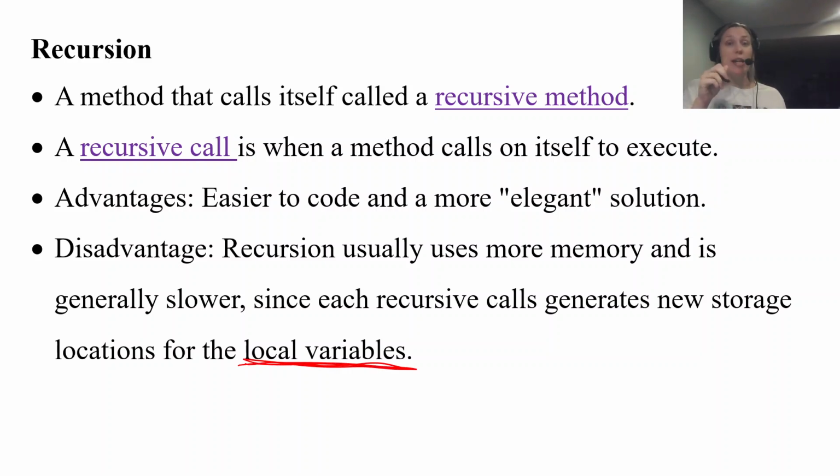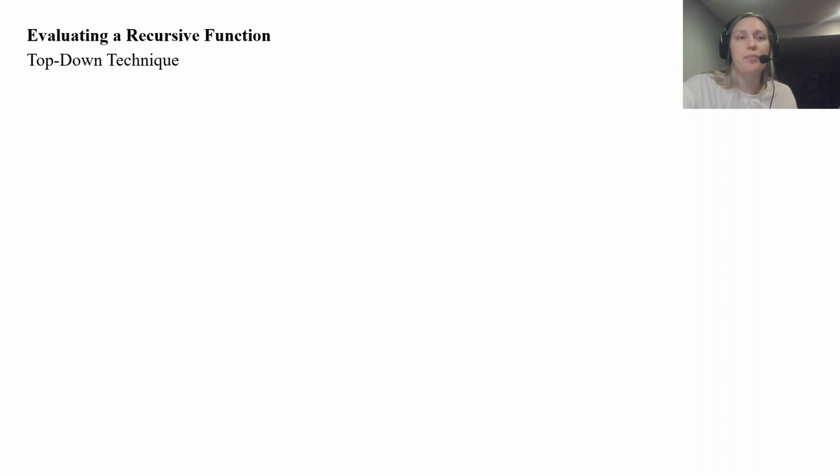And we'll get into talking about what that means when we see examples of tracing through, and exactly what we have to keep track of when we're trying to evaluate a recursive method. So advantages, it looks easier. Disadvantages is it is a little bit slower.